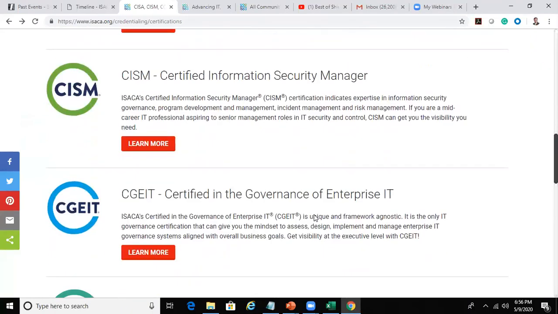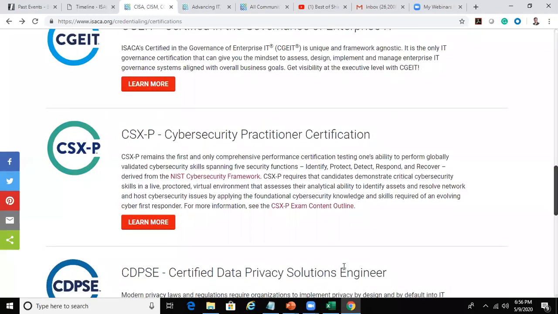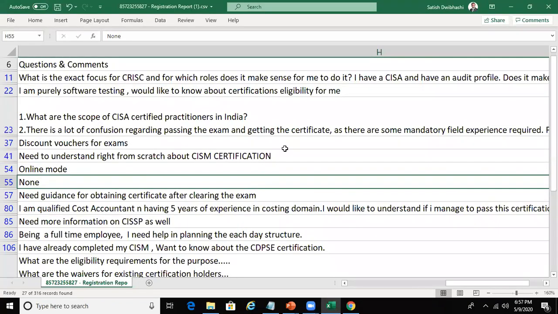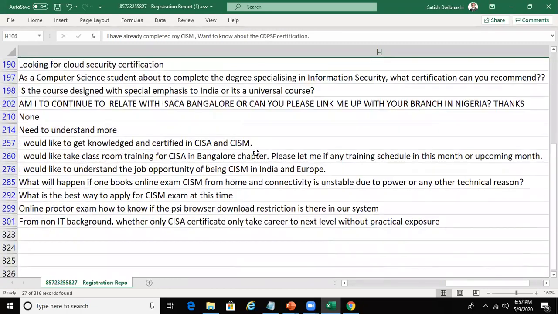I think a few people have just joined. I know there are a few members who are here only for CDPSE, if I pronounce it rightly. Okay, let me now break that suspense. Many people joined, I know, only for this session. I can see the questions in the registration form. Many people said they want to know CDPSE, CDPSE, CDPSE.